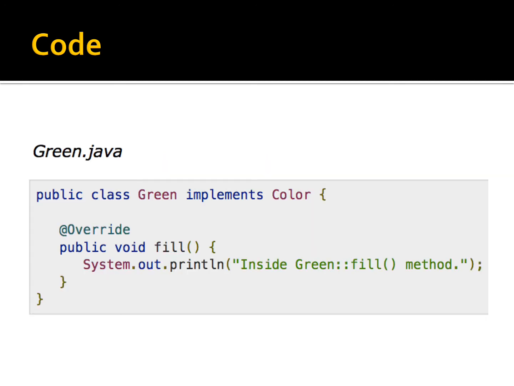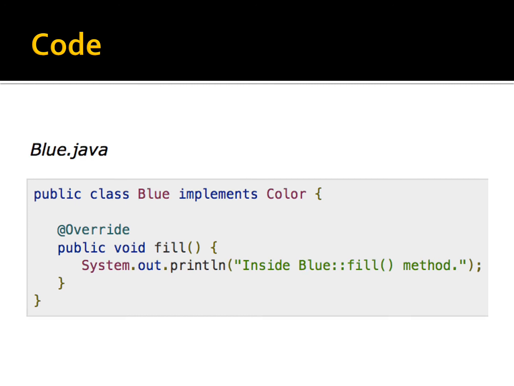So this is the next concrete class of our second product, color. The second variation is green, and you can write its RGB value or define its functionality inside this fill method. This is the third variation class of our second product, which is blue color, and you can also define the functionality of fill inside this class.